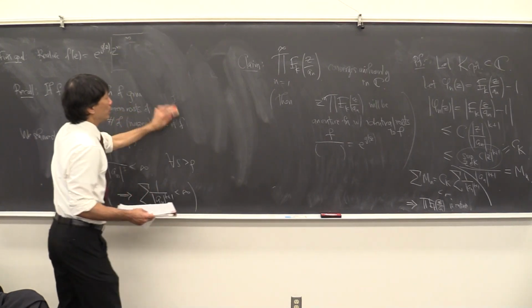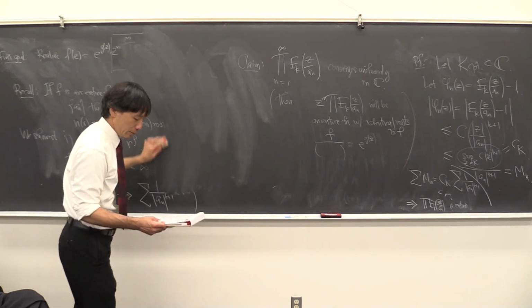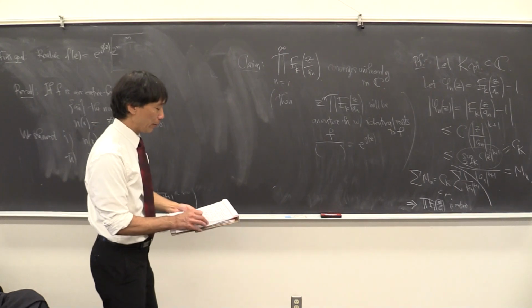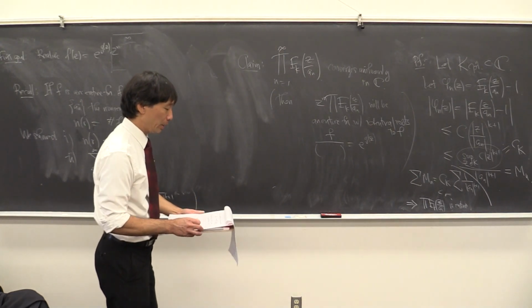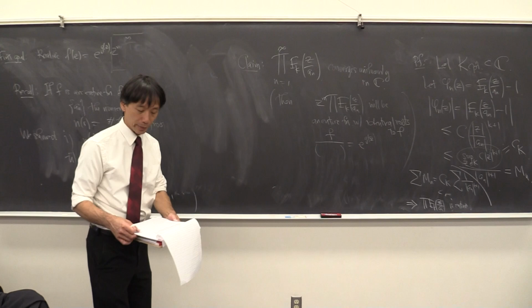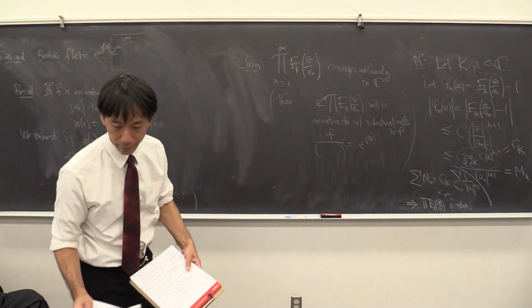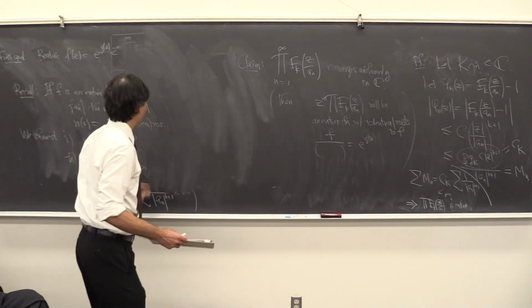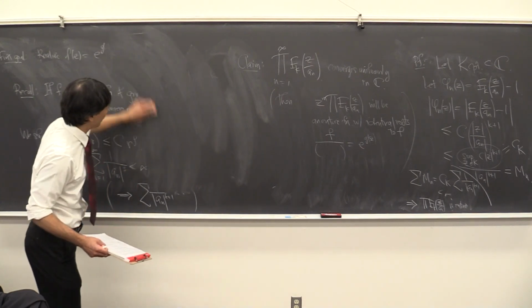Okay. So, like I said, now all we have to do is show that G is a polynomial of degree less than or equal to k. For that, I need a new notepad.